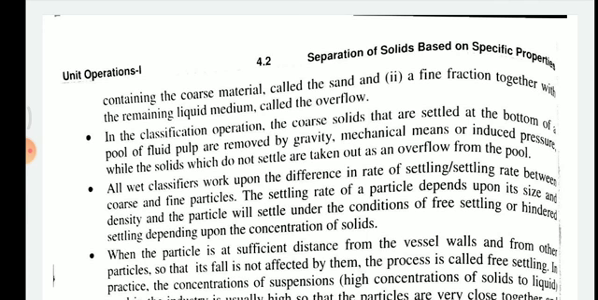And by mechanical means or induced pressure, while the solids which do not settle are taken out as overflow from the pool. In some cases of the operation, pressure is created at the bottom of the vessel, so that the settling process is faster.